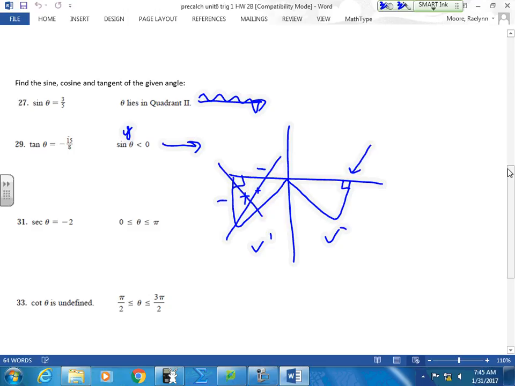Tangent is what parts? Y over x. Now notice the negative is sitting out front. Leave the negative there for a minute. This says 15. This says 8.